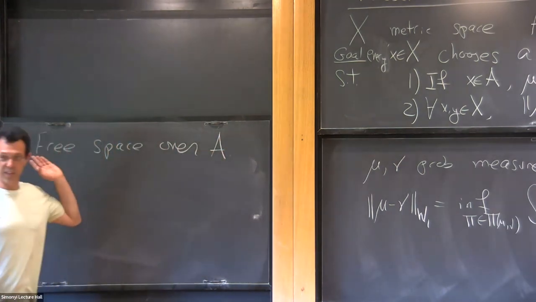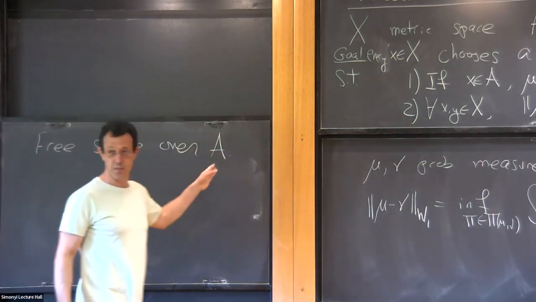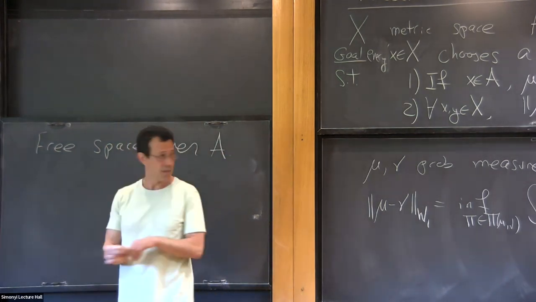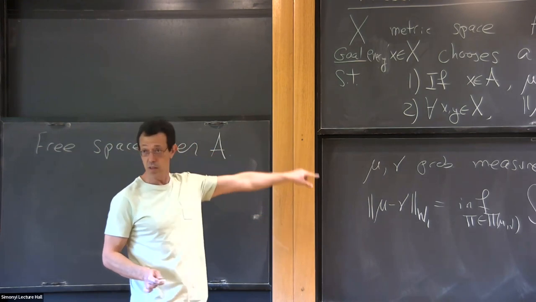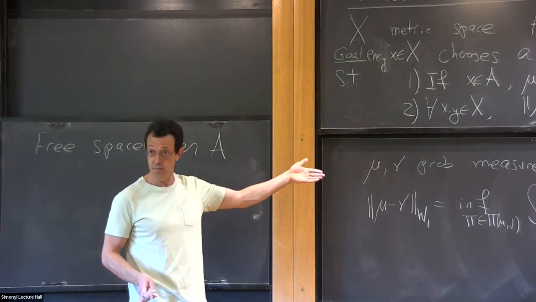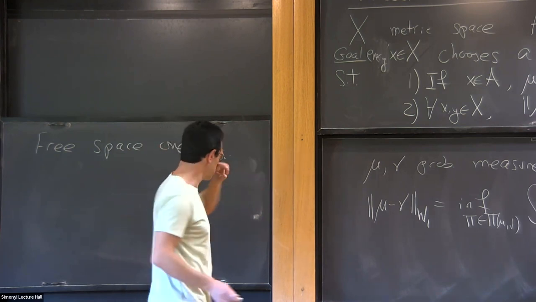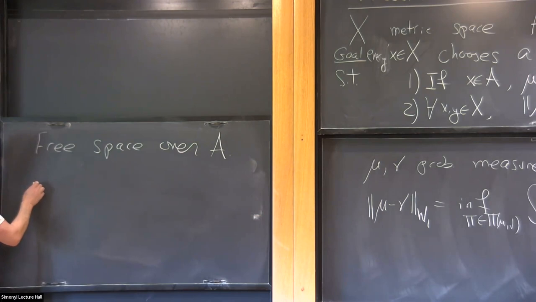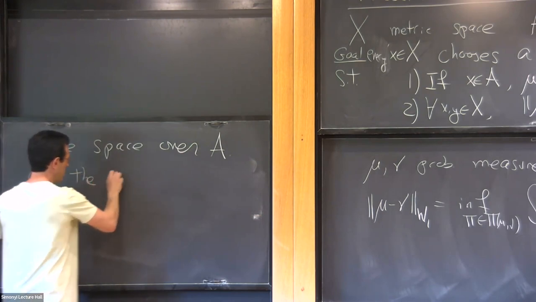This is a topic of, again, a semester course, much more than a semester. What you do is a version of this phenomenon, but you need to drop that this is a probability measure because you want to leave the convex hull. Okay, so what you do is you look at all the measures.